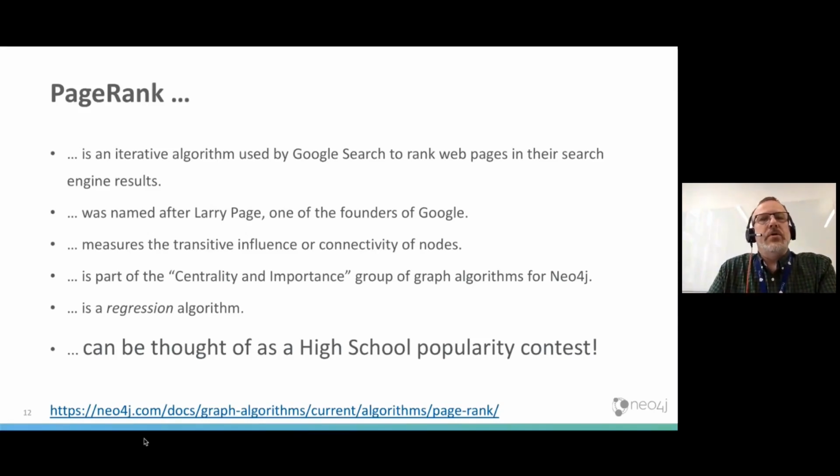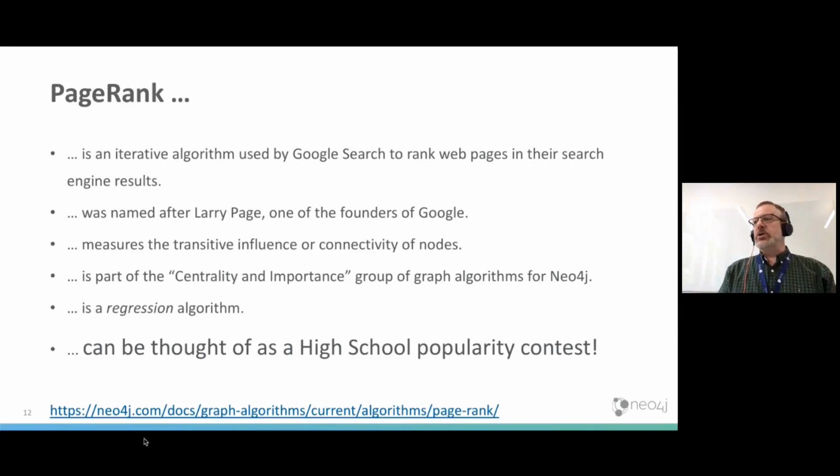And if we're looking at this kind of in machine learning terms, this would be a regression algorithm, right? So PageRank assigns a score along a range, along a continuum. So every node will get a score. It's not a classification algorithm, which is what we'll look at when we look at label propagation.